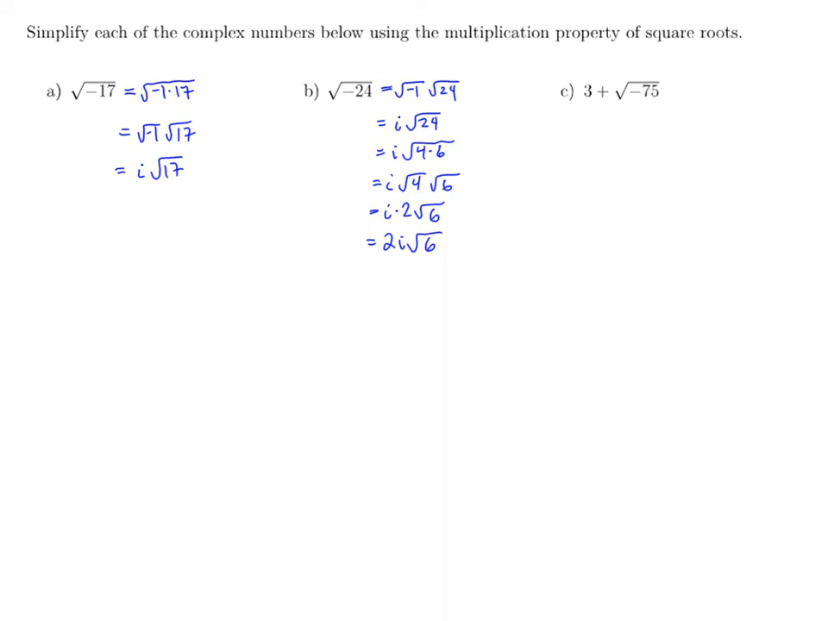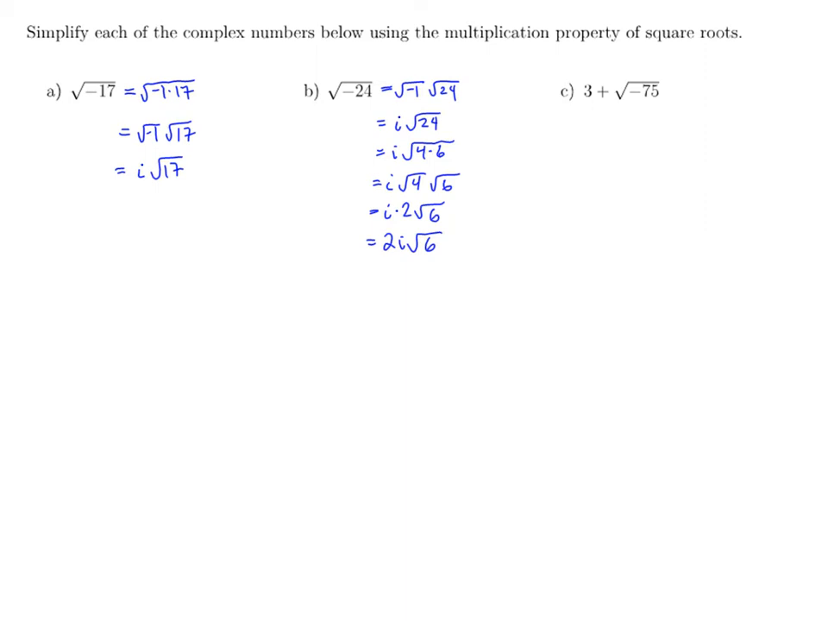The last example we have is 3 plus the square root of negative 75. So the first thing that we're going to do is bring i out instead of having a negative inside that square root, and then we'll look to simplify the square root of 75 using the multiplication property of square roots.